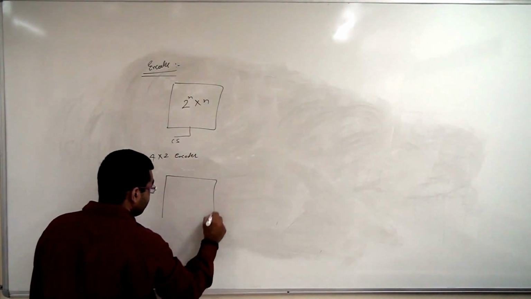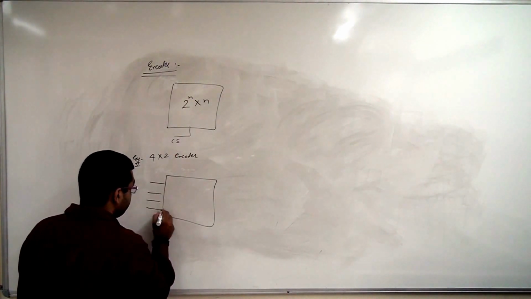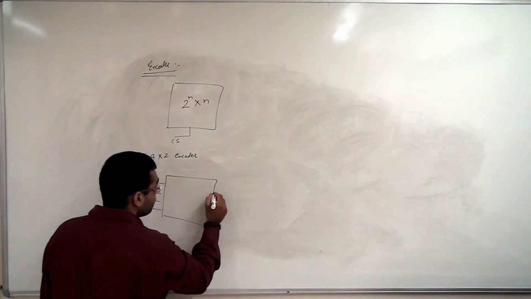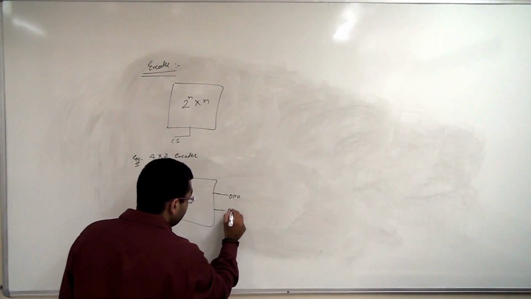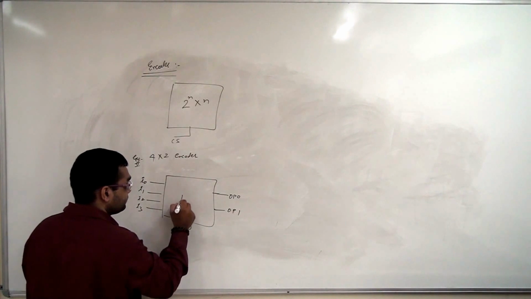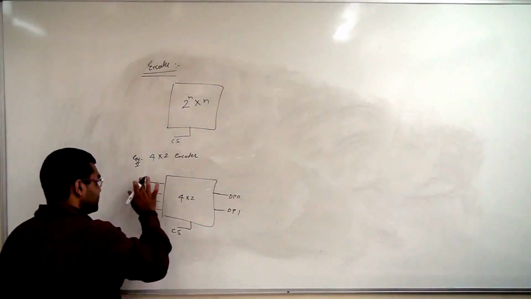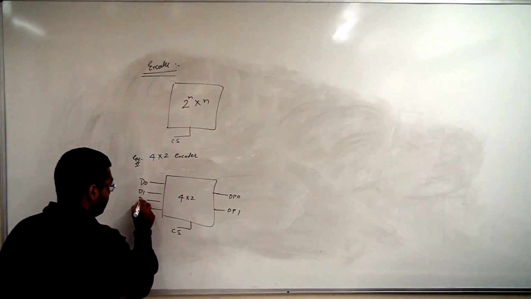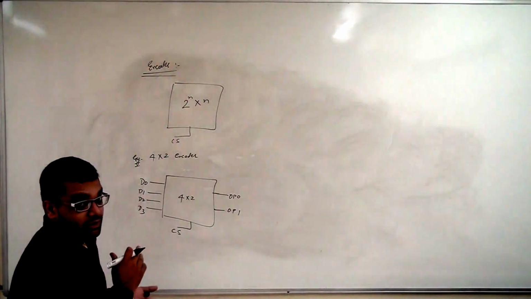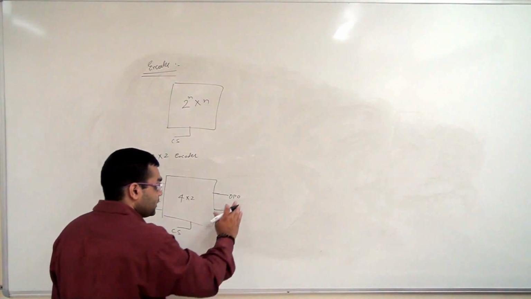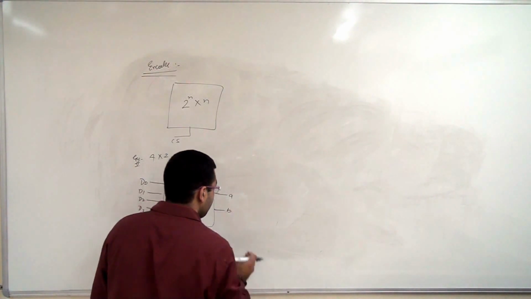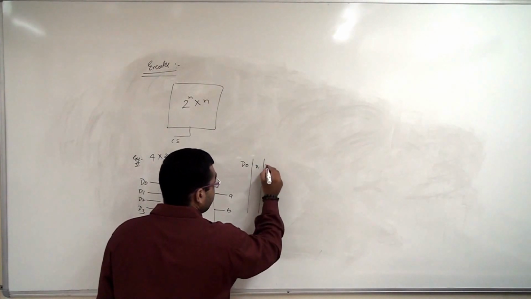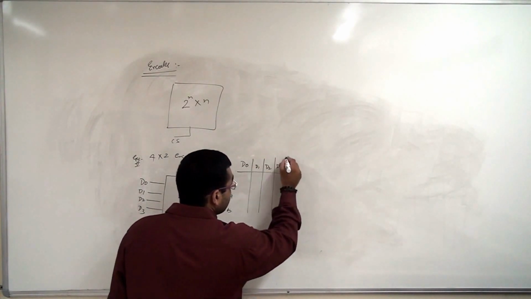How does the circuit work? We have 4 inputs coming in, say I0, I1, I2 and I3, and we have 2 outputs, OP0 and OP1, and a chip select. Like the decoder, we can number the inputs as D0, D1, D2 and D3. So you can see that it performs the reverse operation, and the outputs we'll call A and B.